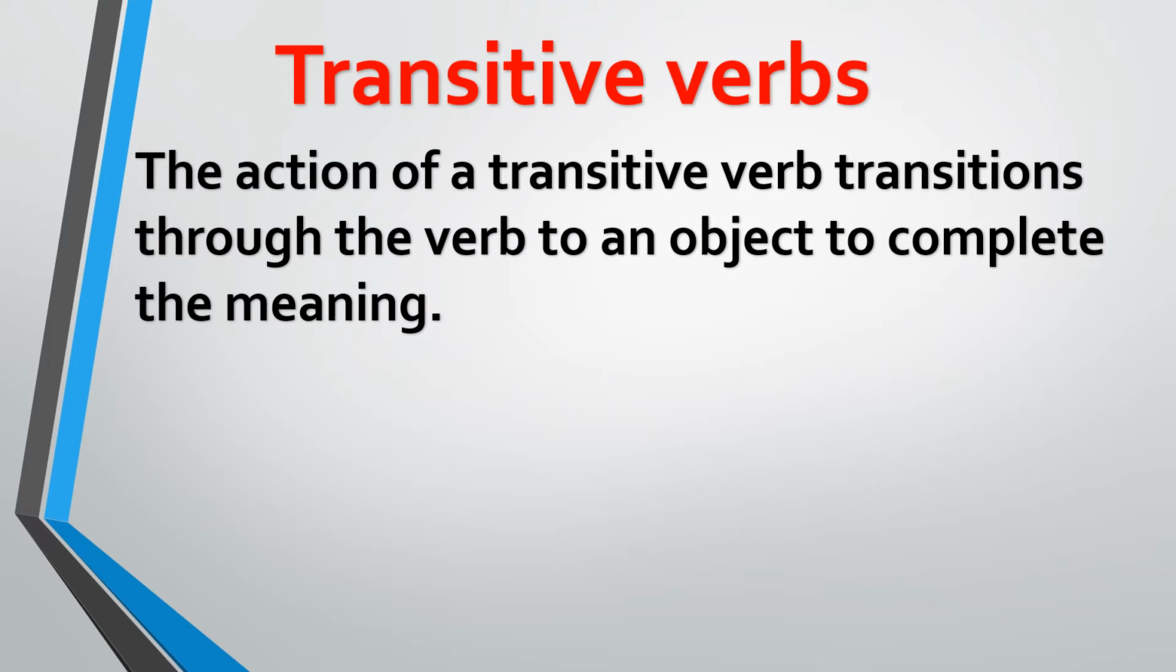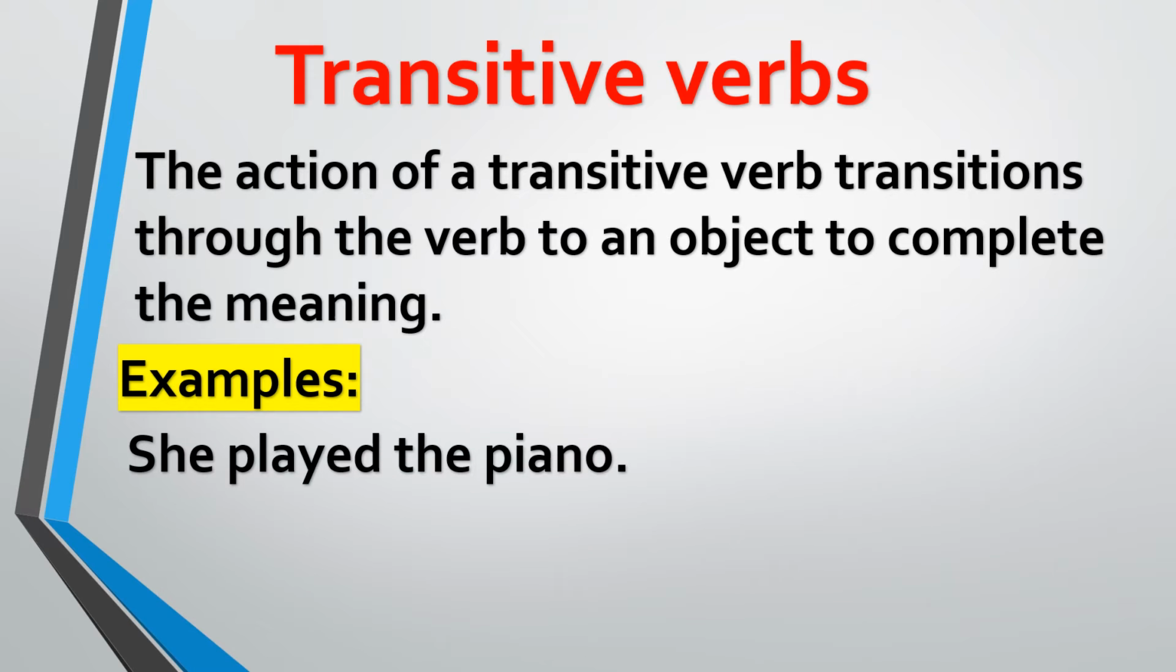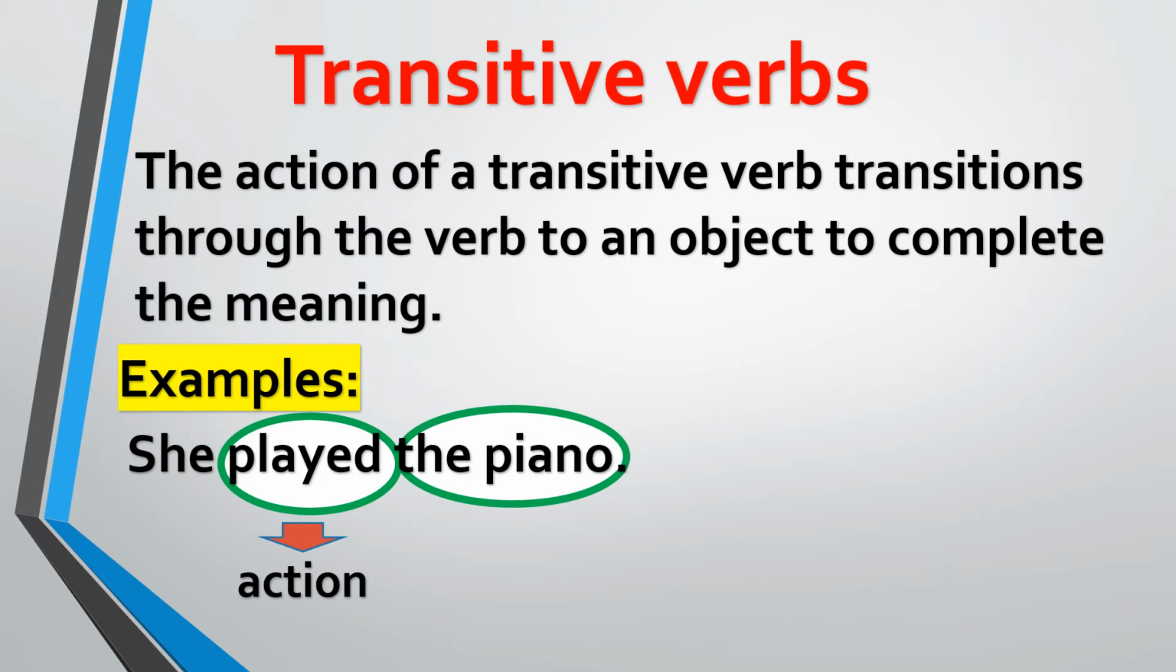Transitive verbs again. The action of a transitive verb transitions through the verb to an object to complete the meaning. So the object here completes the meaning of the sentence. For example, she played the piano. She is the subject and played here is the action verb, and the piano here is the direct object. What did she play? She played the piano.